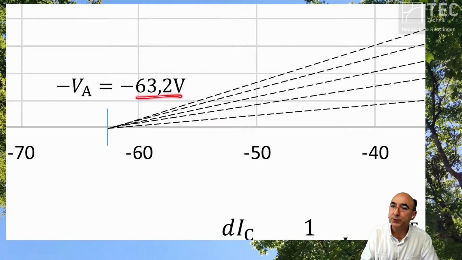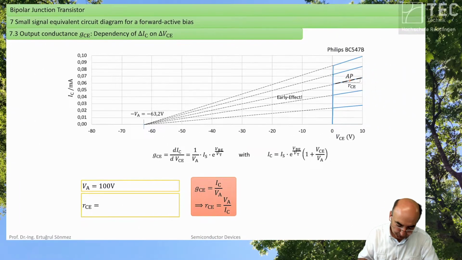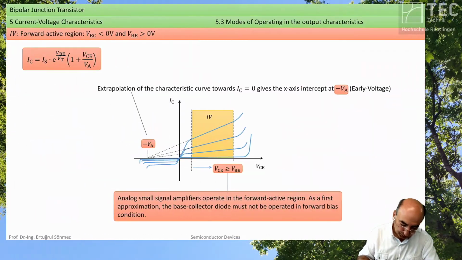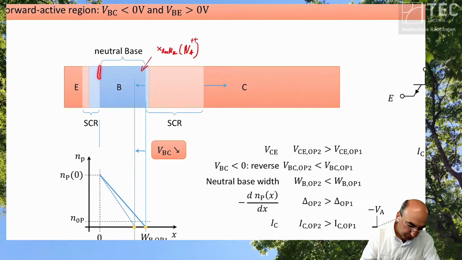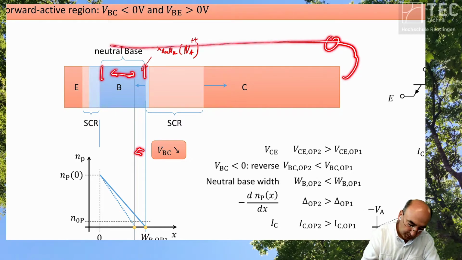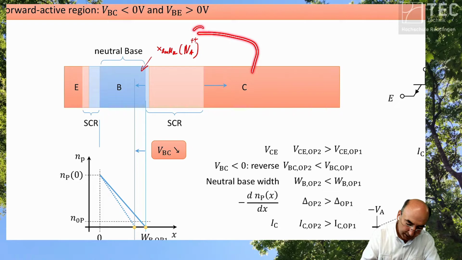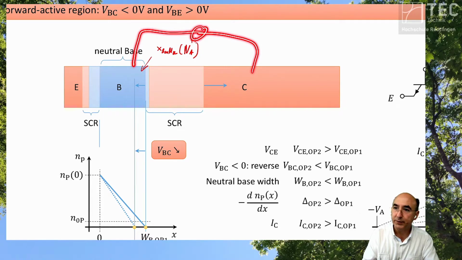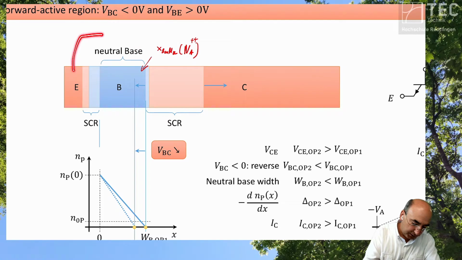It's 63.2. The usual values are around 100. And we have learned that this slope is due to what? Due to this neutral base width modulation due to emitter collector voltage variation. This emitter collector voltage variation ends up to be base collector variation because emitter base voltage is roughly constant.